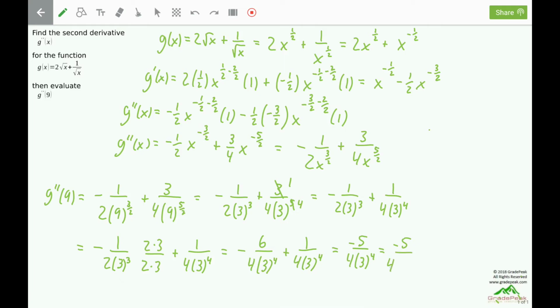3 to the 4th, 3 times 3 is 9. And we can break 3 to the 4th into 3 squared and 3 squared, as long as they add up to 4 for the exponents. 2 plus 2 is 4. And since 3 squared is 9, I can replace each of those with a 9. So 4 times a 9 times a 9. And so I'm going to have negative 5 over 4 times 81, which comes out to negative 5 divided by 324.